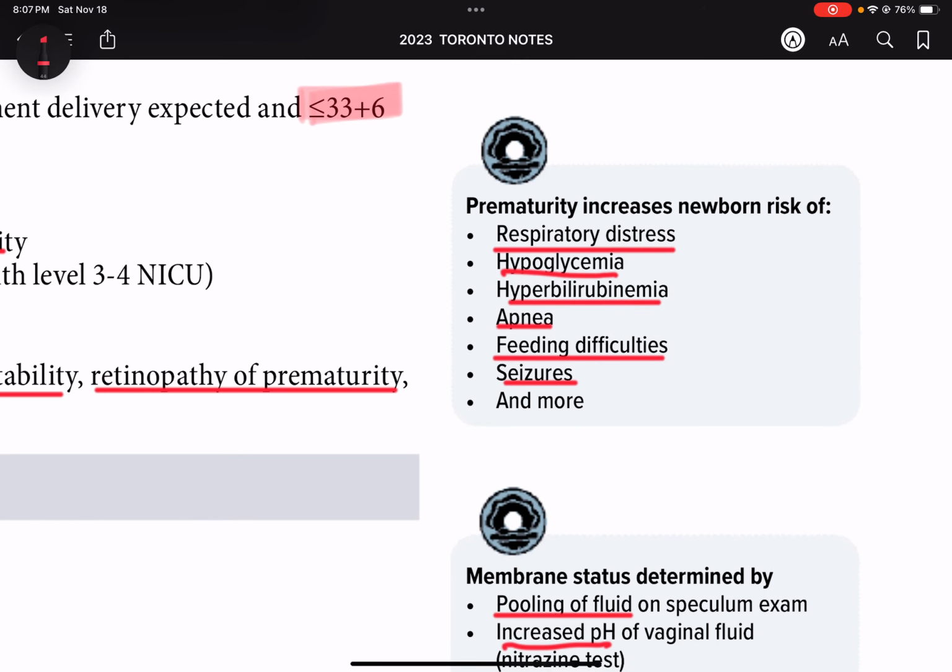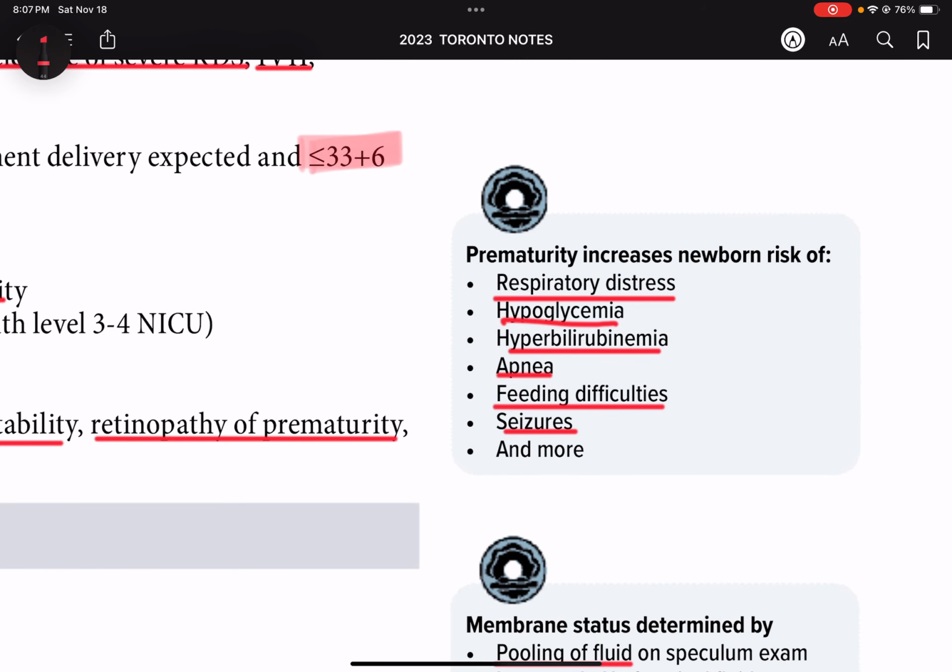And prematurity, what does prematurity do? Because of the preterm labor, we delivered the baby and the baby is premature now. So it increases the newborn risk of respiratory distress, hypoglycemia, hyperbilirubinemia, apnea, feeding difficulties, seizures.